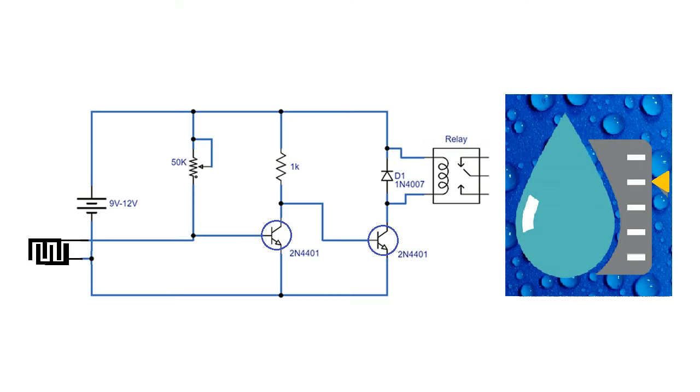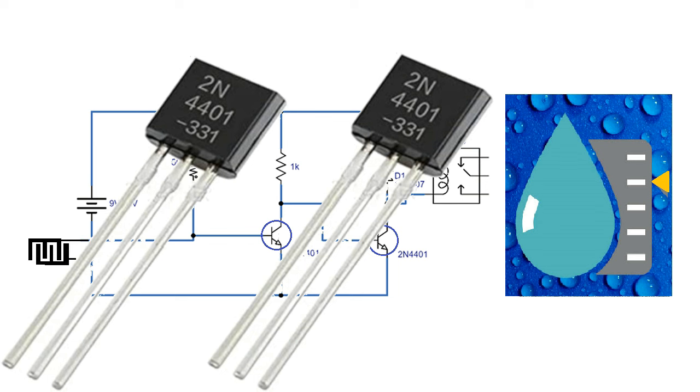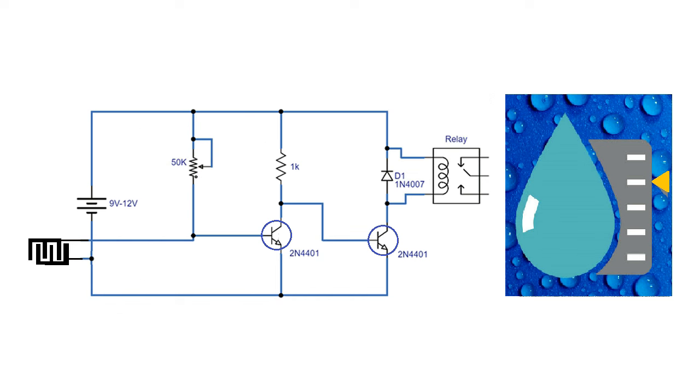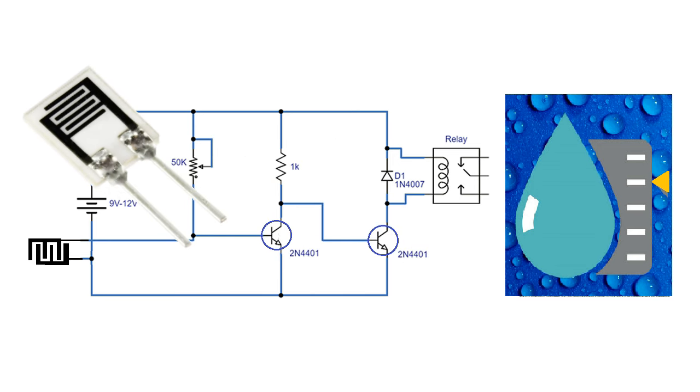Normally, in moisture sensor circuits we use one transistor, but in this circuit, we are using two transistors to increase its sensitivity. The circuit is simple and inexpensive because it uses only a few components. A resistive sensor is used to detect humidity.